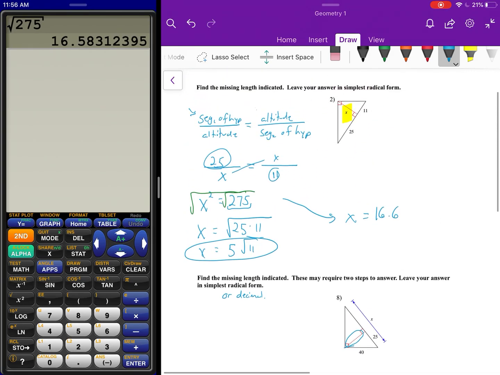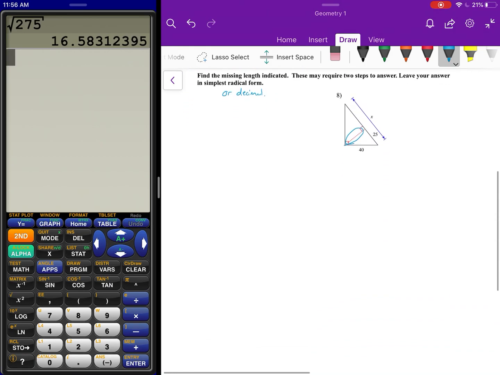This one does not have to do with the length of the altitude, so we're not going to use that proportion. We're going to use the other proportion, and that proportion says a leg is the geometric mean between the hypotenuse and the segment of the hypotenuse adjacent to the leg, and that's the leg that we're working with.